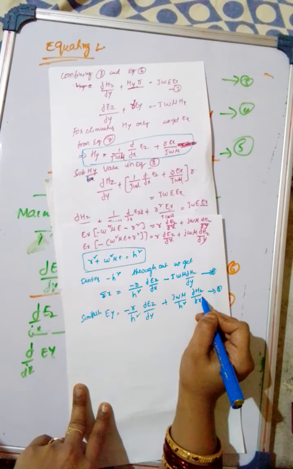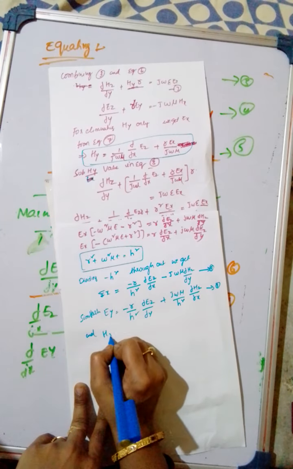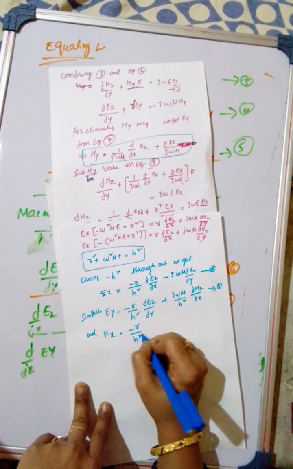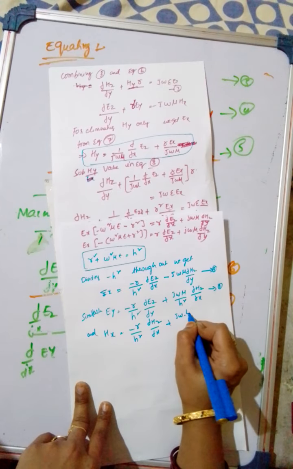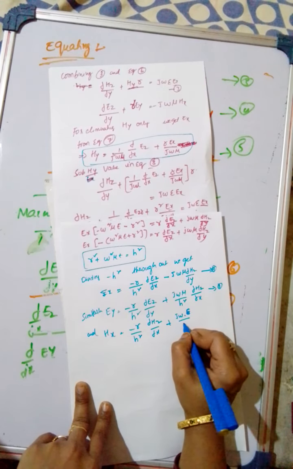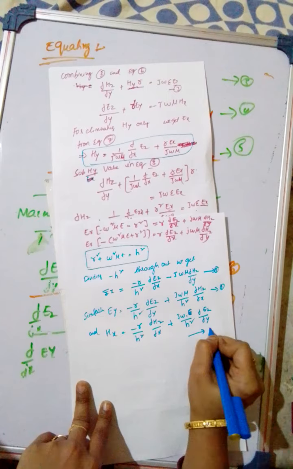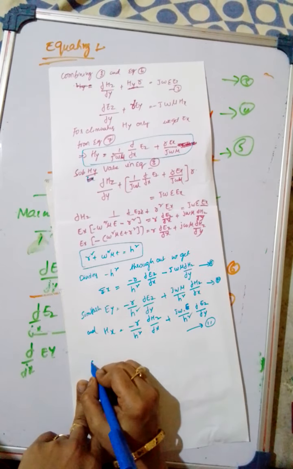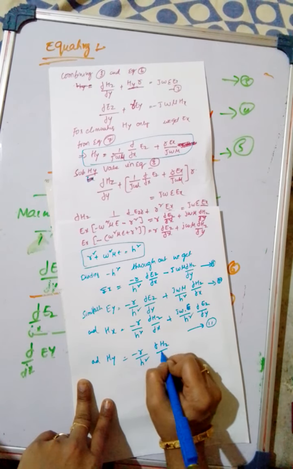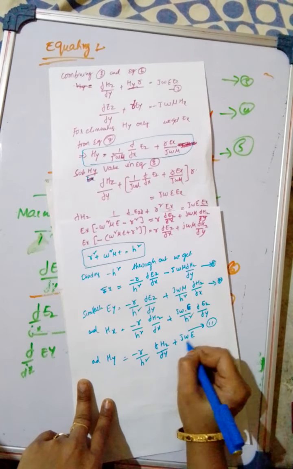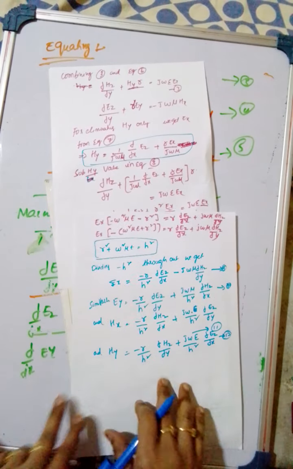Ex is equal to like this and Ey is equal to like this, whereas Hx is equal to minus r by h square dou Hz by dou x plus j omega epsilon by h square dou Ez by dou y, equation number 11. And Hy is equal to minus r by h square dou Hz by dou y plus j omega epsilon by h square dou Ez by dou x. This is equation number 12.